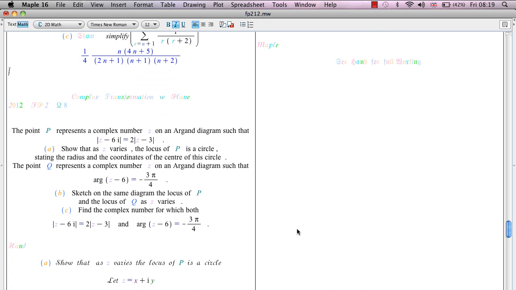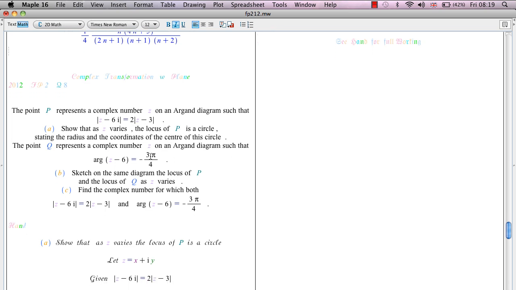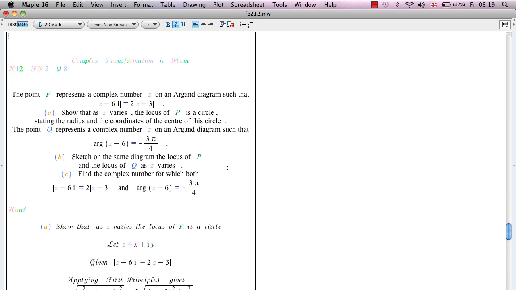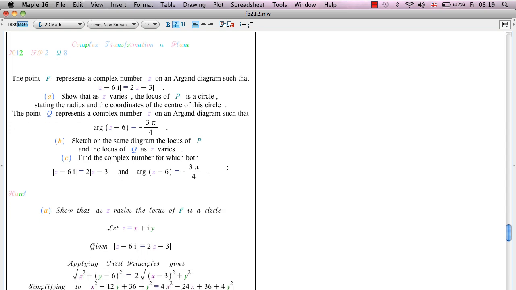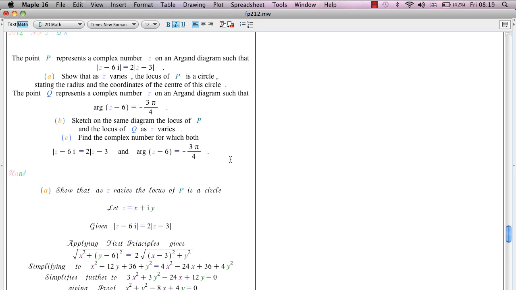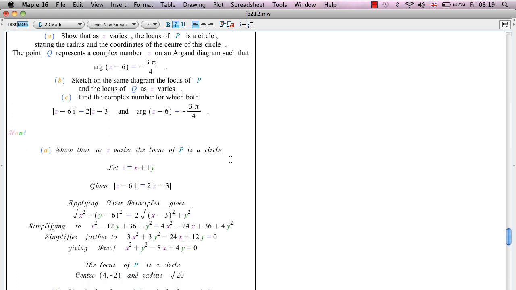So question 8, the final question in this paper, complex transformation. The point P represents Z such that this expression is satisfied, and the point Q represents Z where arg(Z minus 6) equals minus 3 pi over 4 is satisfied. To sketch the locus of P and the locus of Q as Z varies, and to find the complex number for which both expressions are satisfied.